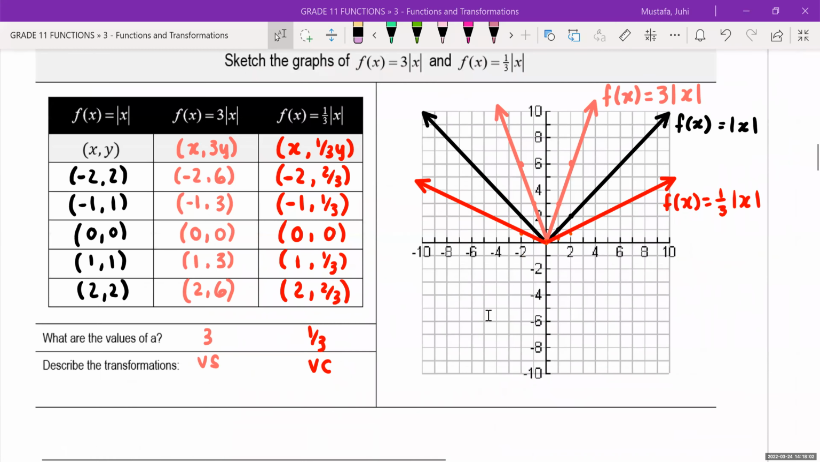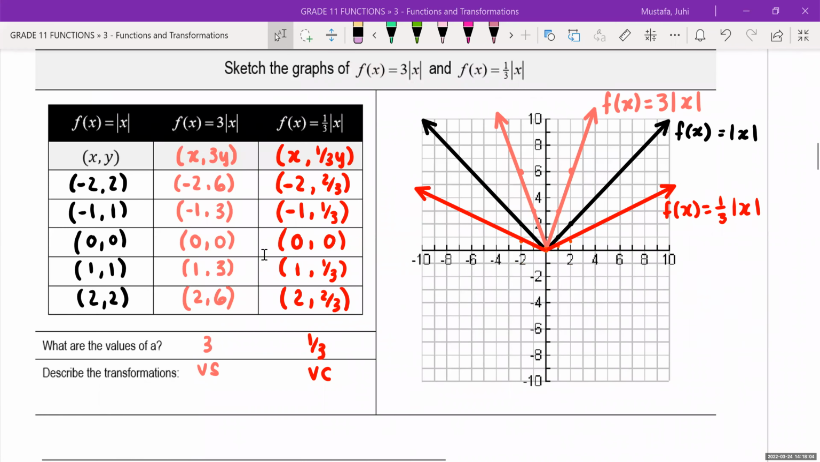Here it is for the absolute value function, the same concept. So you have 3 times the absolute value. So you're going to multiply your y values with 3. And then for the second graph, you have a third, which means you're going to multiply your y values with a third. And here's what the graphs look like. Do you guys still need the absolute value up, or can I show you the rational?